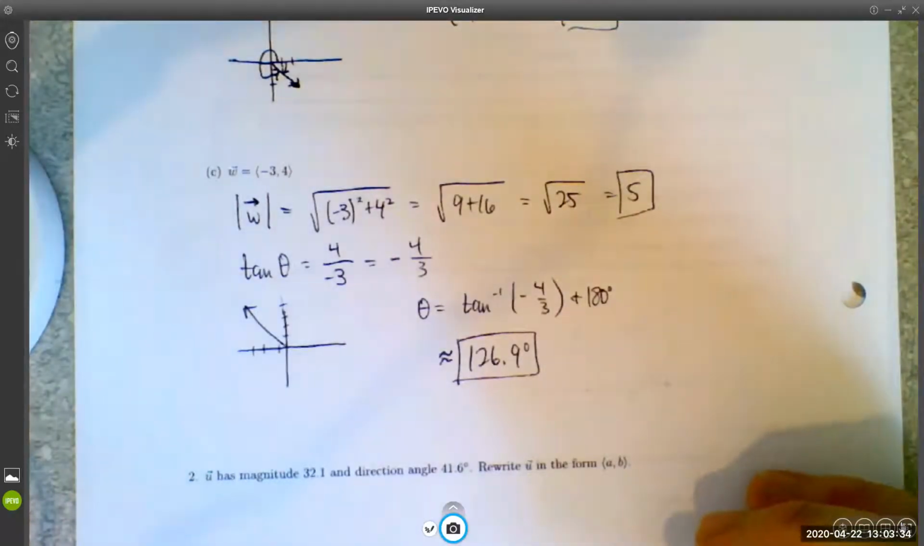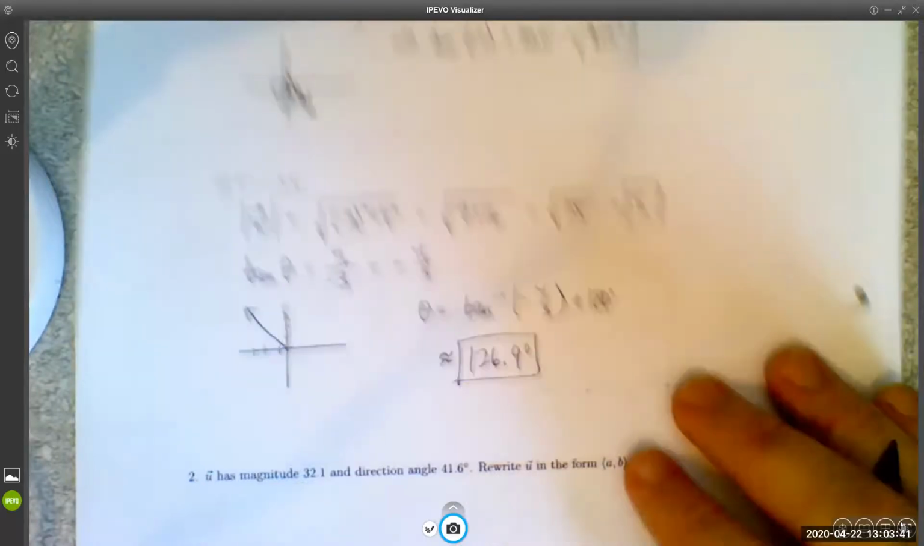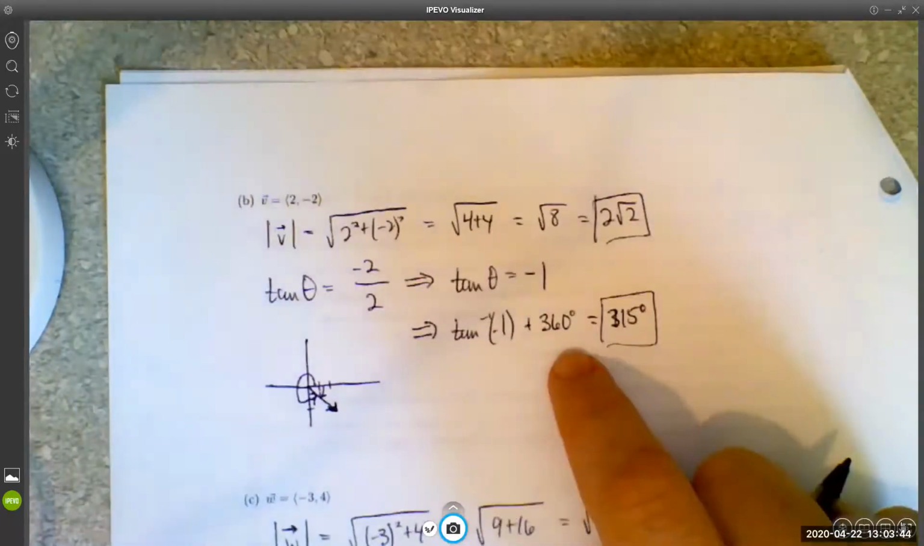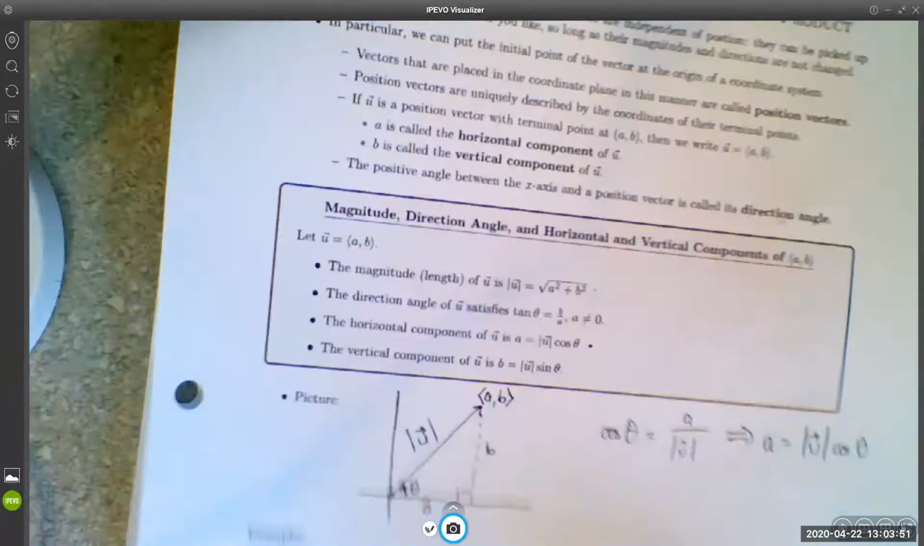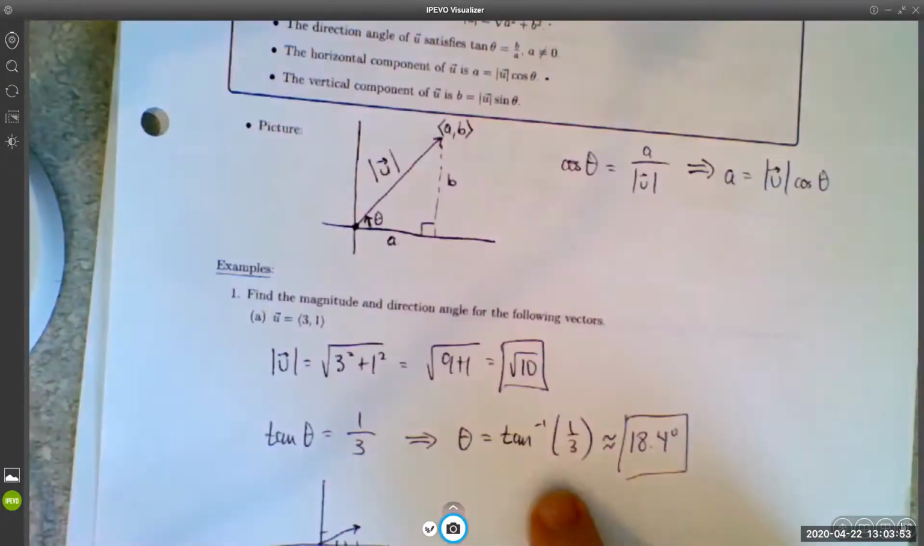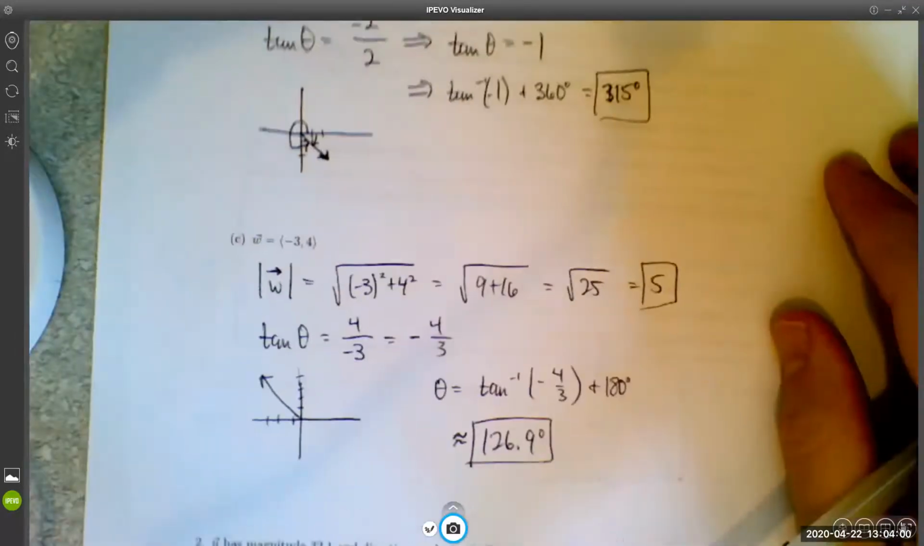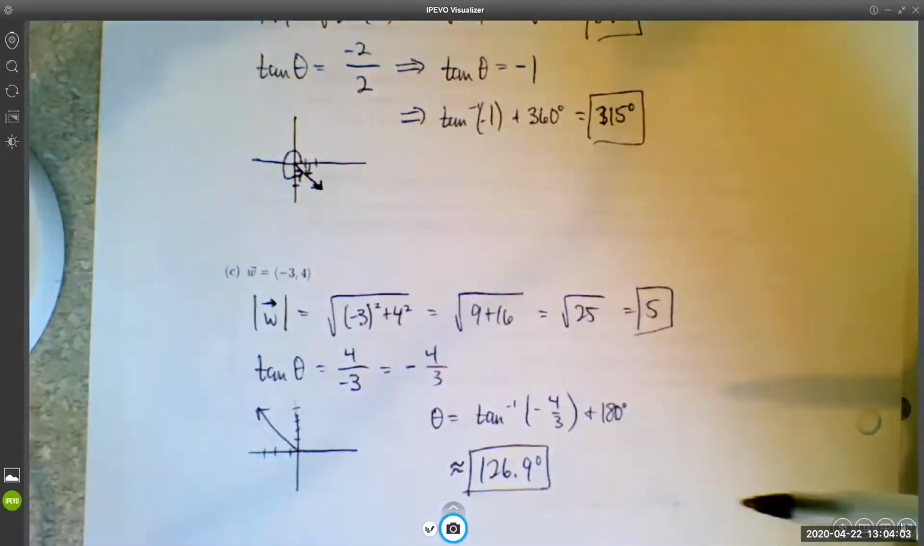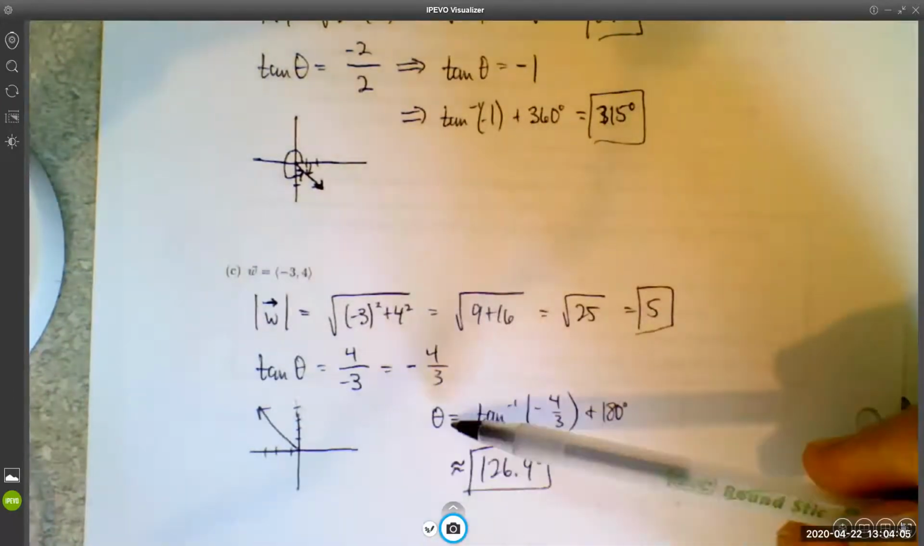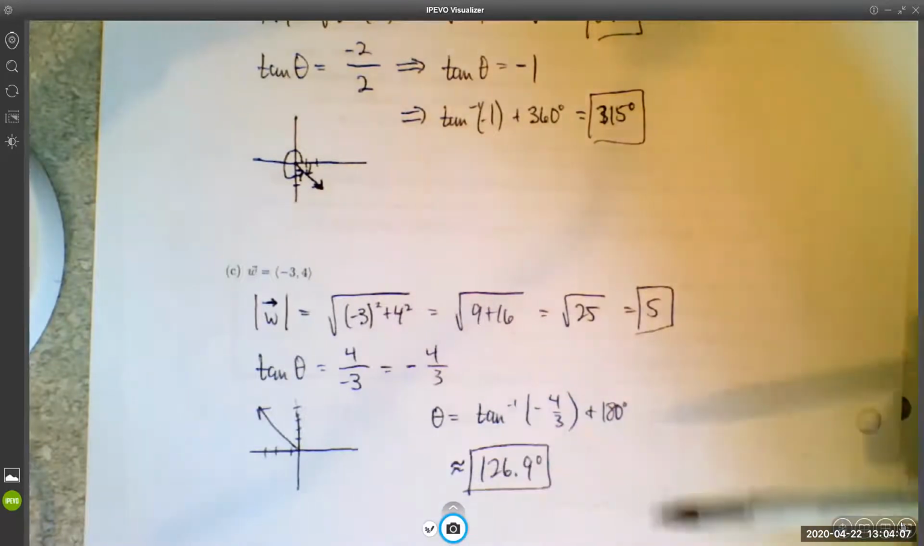So if you're trying to think, well, to find theta, do I always add 180? Well, no. In the previous example, we added 360, right? And in the example before that, we didn't add anything. It was just tangent inverse. So the moral of the story is, don't try to find a formula or something. Just think through it, right? Draw a picture, think through it, and make sure that you get theta so that you're in the correct quadrant.